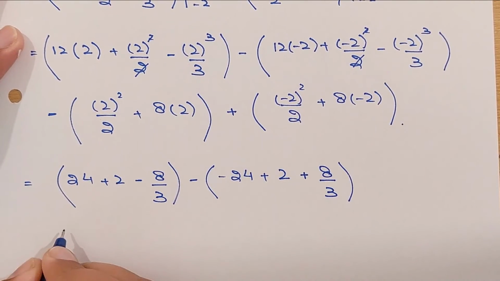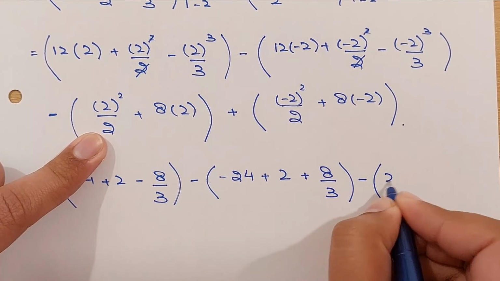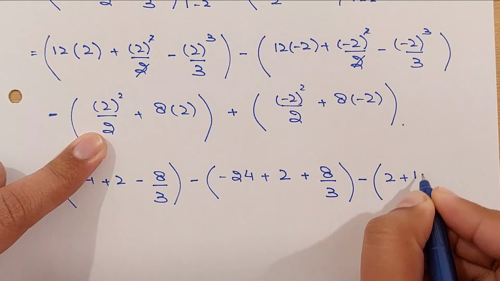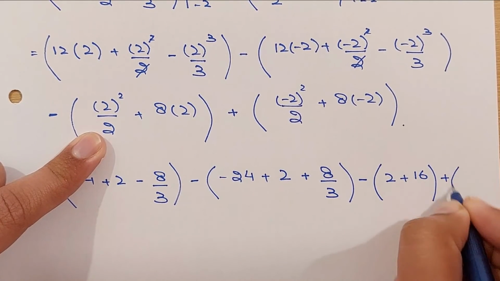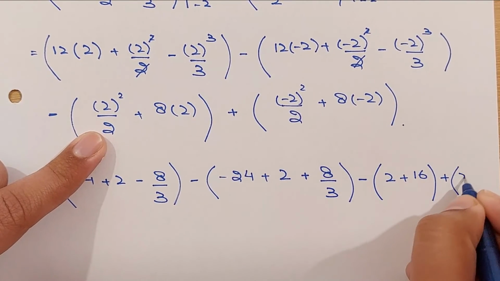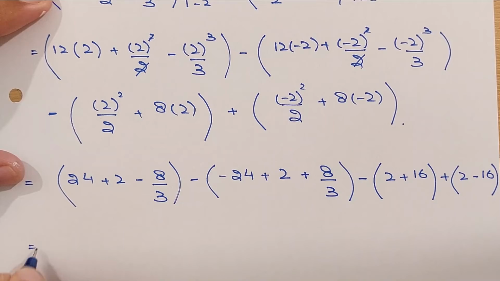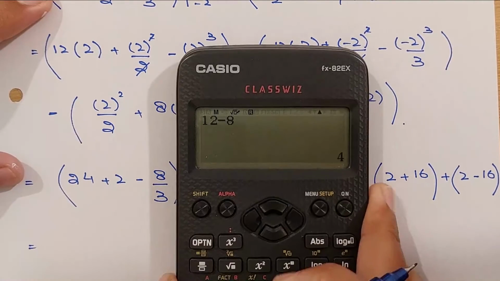Right. And we have to write down minus. This is 4 by 2 is 2, plus 2 times 8 is 16, and plus we have 4. No, 4 by 2 is again 2, and minus 16. Okay. Let me simplify the terms inside the bracket first.